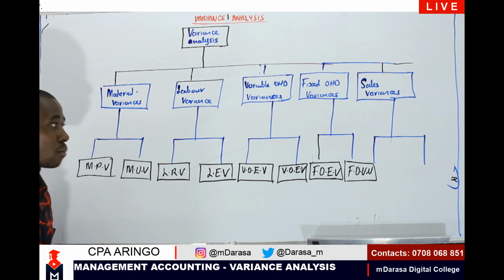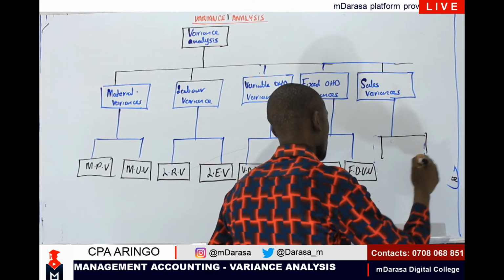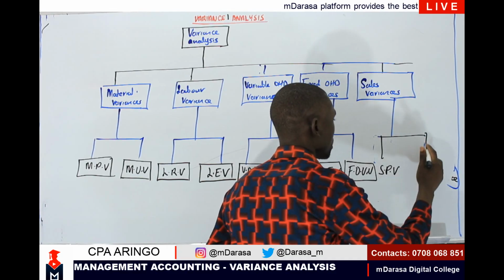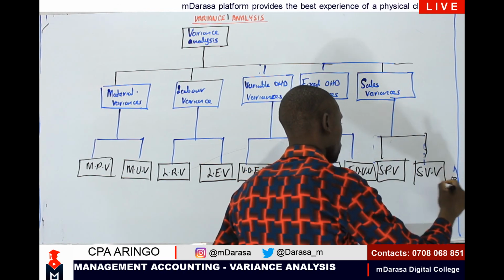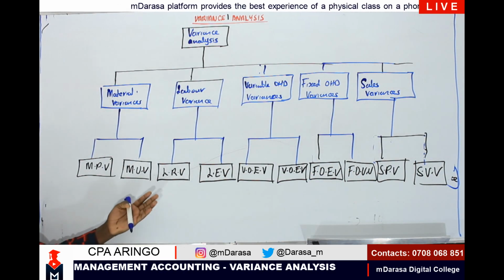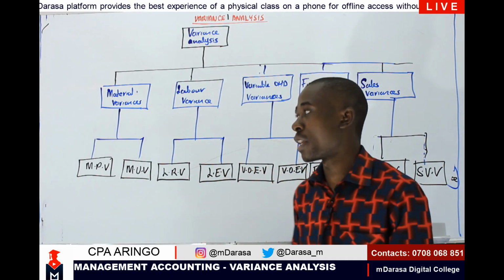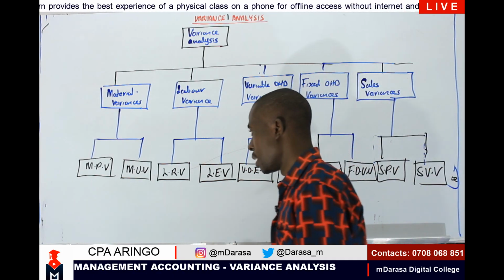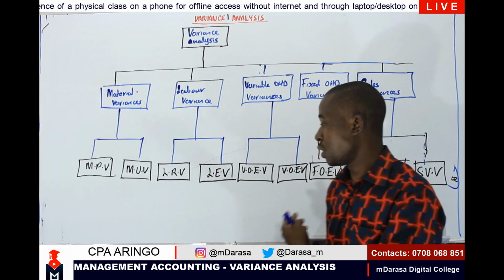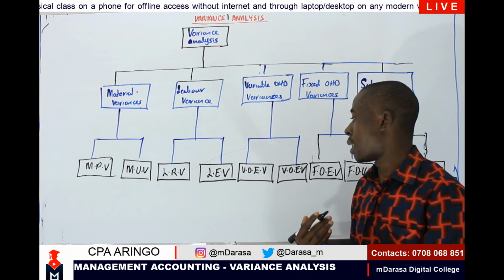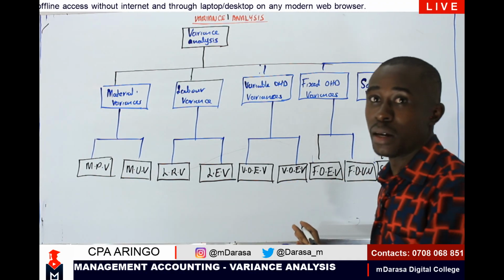So remember, you're just breaking them into two. Going further, we are going to look at sales variance in two: sales price variance and sales volume variance. So this chart has summarized all types of basic variances that we need to know at this point. Later on, we'll be breaking down usage and efficiency variances further for us to understand it well. So this is a structure of variance analysis.